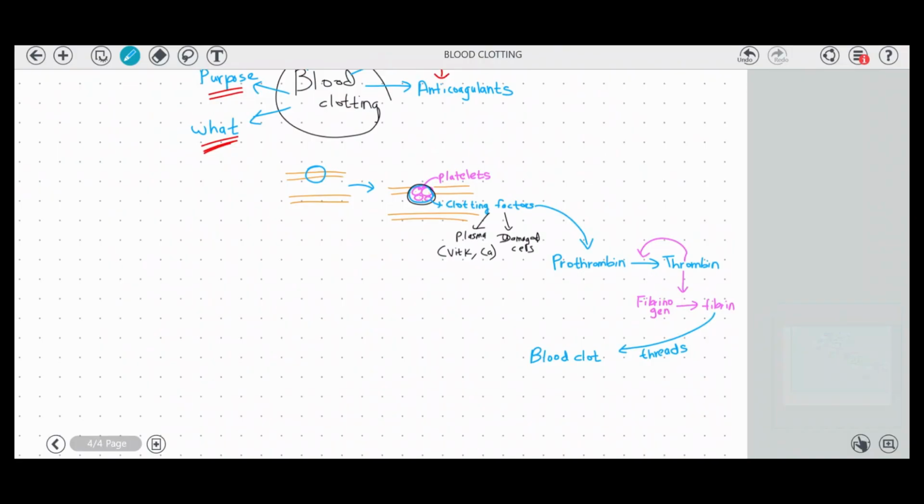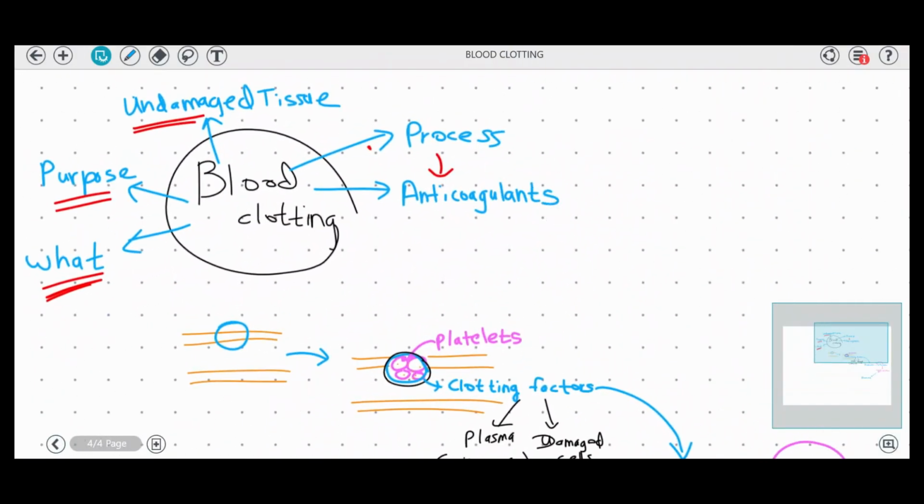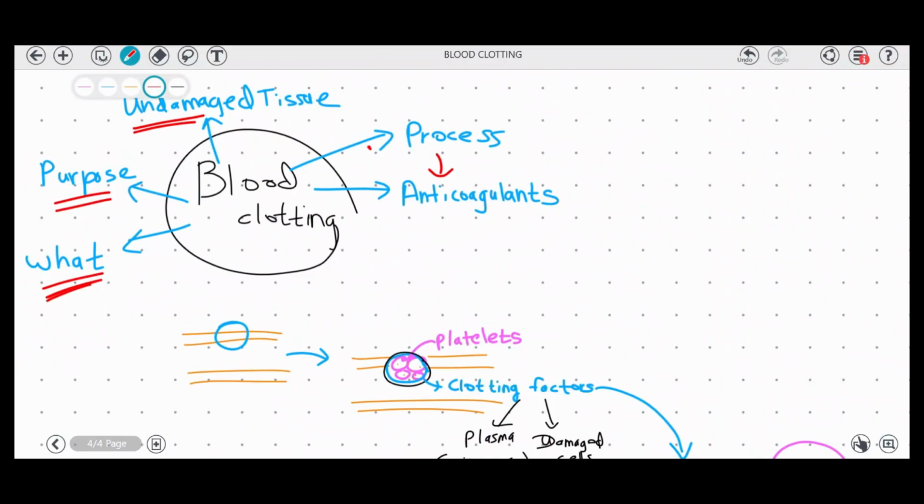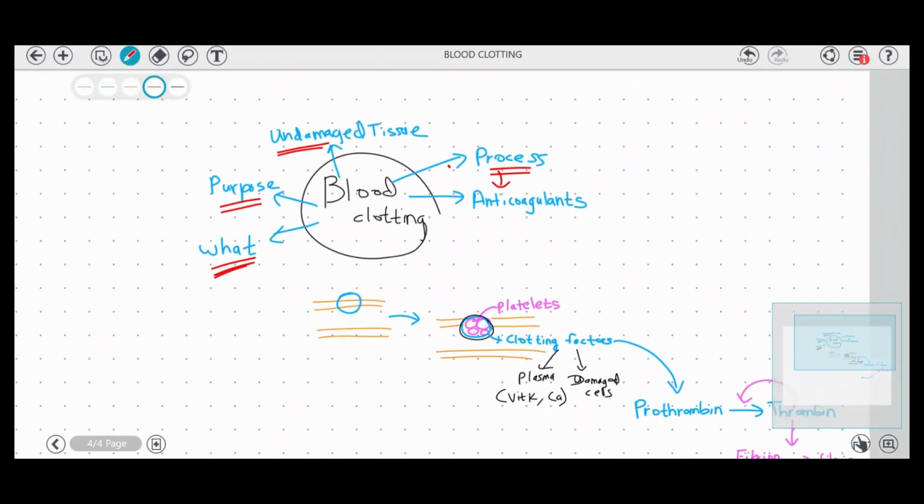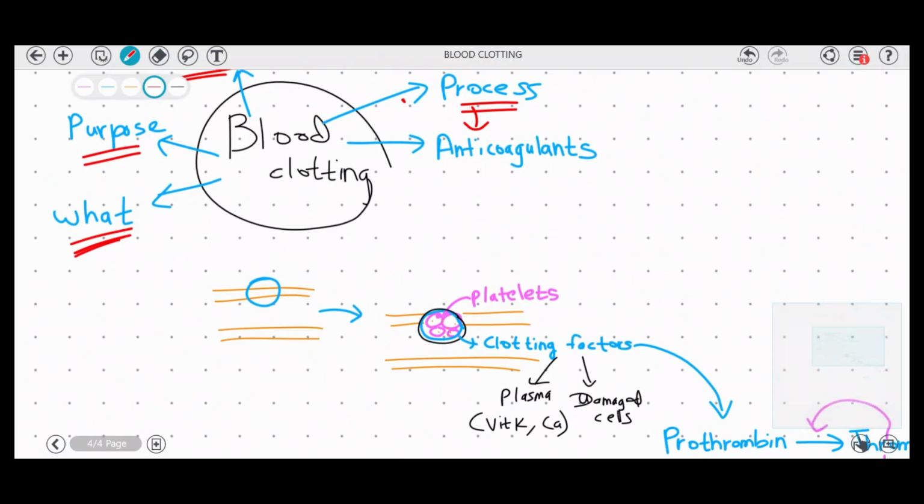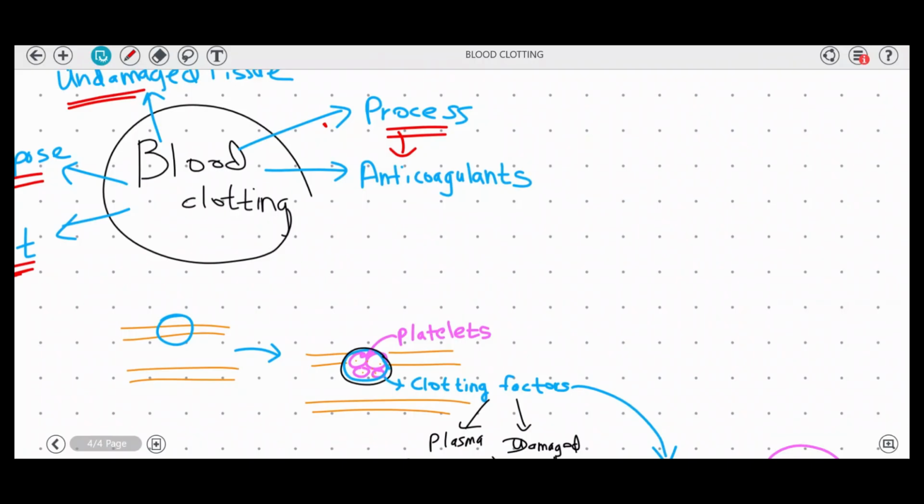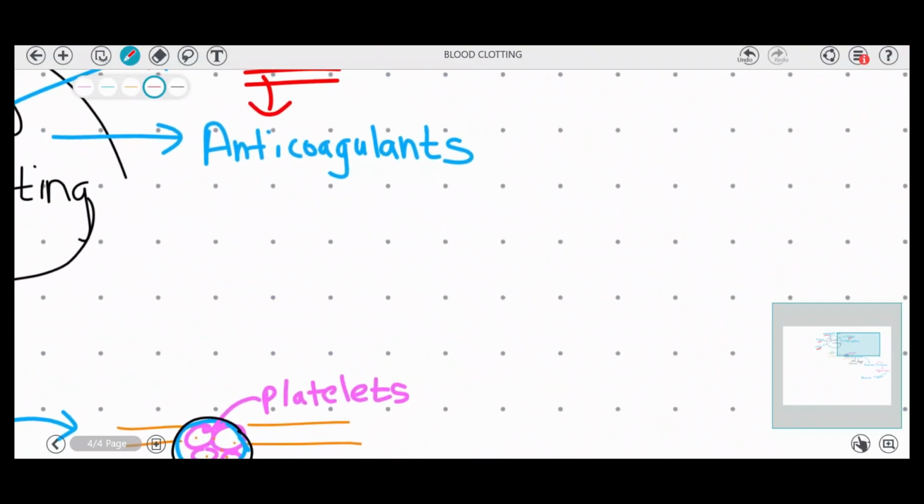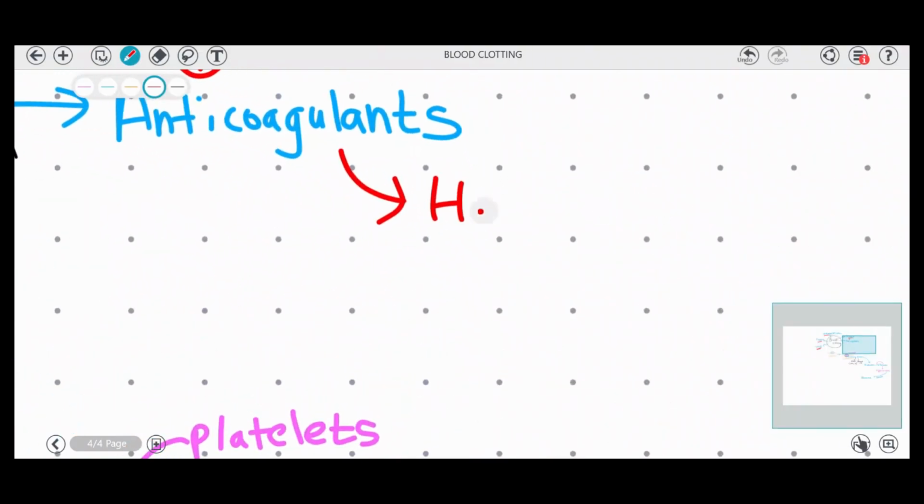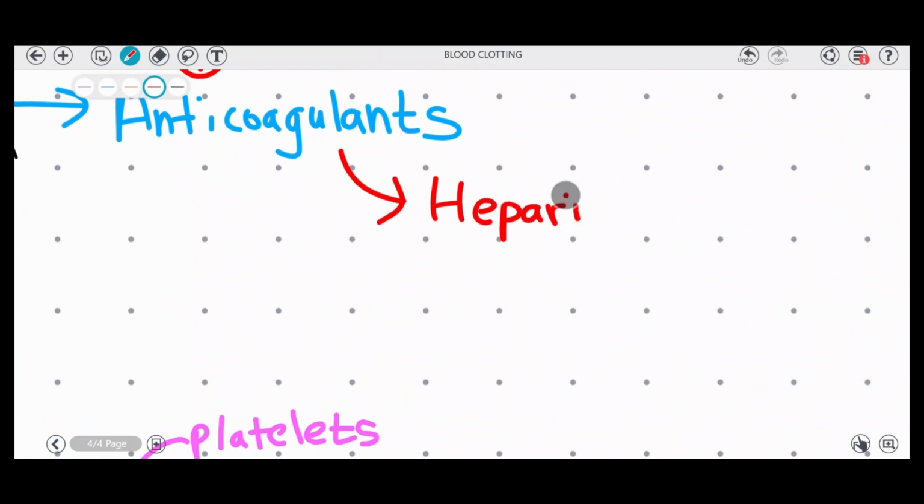Now, what is an anticoagulant? This is the process that's here, and the final part is the anticoagulants. Anticoagulants are substances that prevent the conversion of prothrombin to thrombin and of fibrinogen to fibrin. A good example of an anticoagulant is heparin. Heparin is also used widely as a clinical anticoagulant.